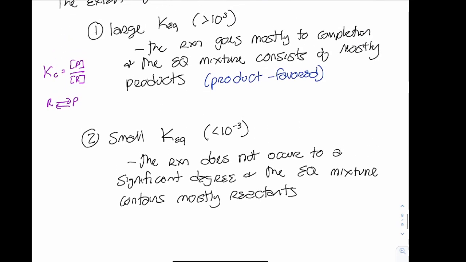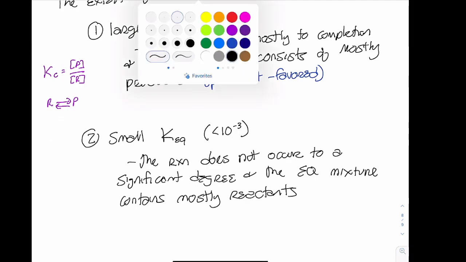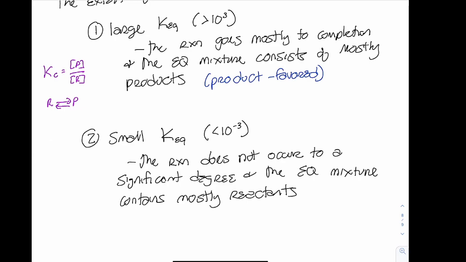The same with this one up above, right? It's not all products. It's not going to completion. If it did, I wouldn't draw an equilibrium arrow. I would just have an arrow going in one direction. So mostly products. There's still some reactants, but it's product favored. This one we would say is reactant favored.